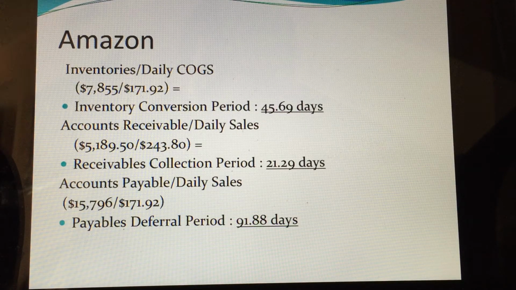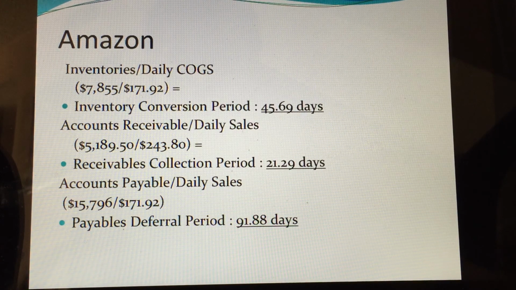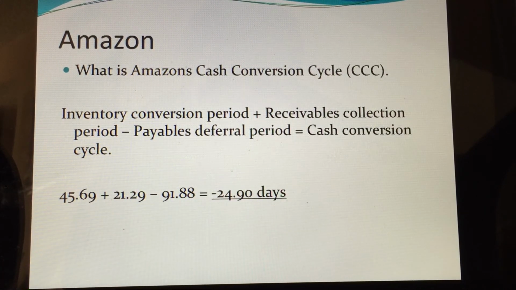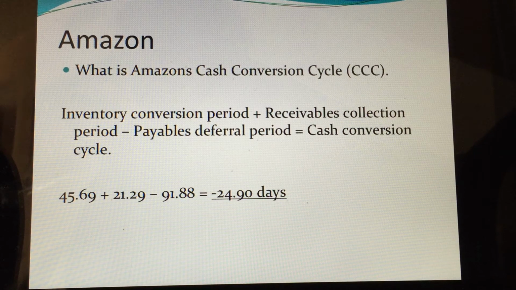To get the inventory conversion period, we use the average inventories and divide it by the daily cost of goods sold. To get the receivables collection period, we use the accounts receivable and divide it by the daily sales. And for the payables deferral period, we get the accounts payable and divide it by the daily sales. So finally, for the cash conversion cycle for Amazon, we use the inventory conversion period, add the receivables collection period, and subtract the payables deferral period, which gets us a negative number of negative 24.90 days.